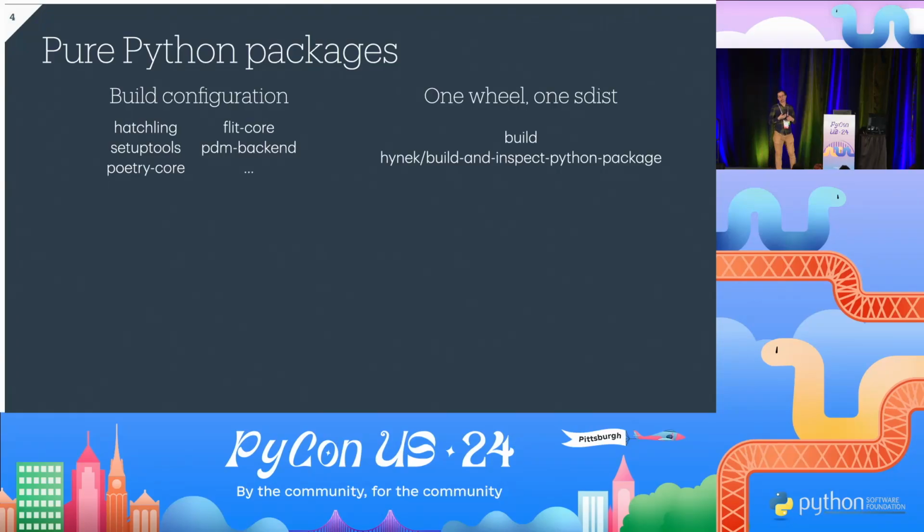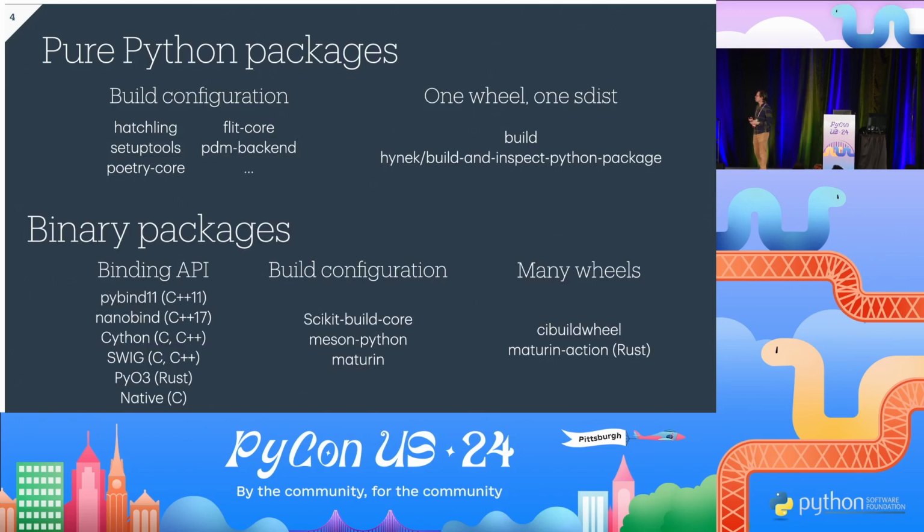Do pipx run build, for example. Or there's also this nice GitHub action, hynek/build-and-inspect-python-package. Use that, and it produces your sdist and your wheel for you. But this is a little more complicated if you have binary packages.